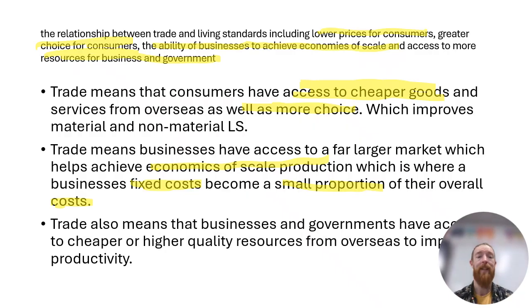Trade also means that businesses and governments have access to cheaper or higher quality resources from overseas, which can help to improve our productivity. So for example, it means that we can get high quality white goods and technology and automotive vehicles from other countries because we're not good at making them. So by getting them from overseas, it means we can focus on areas of comparative cost advantage or comparative advantage and therefore perform better as a country.